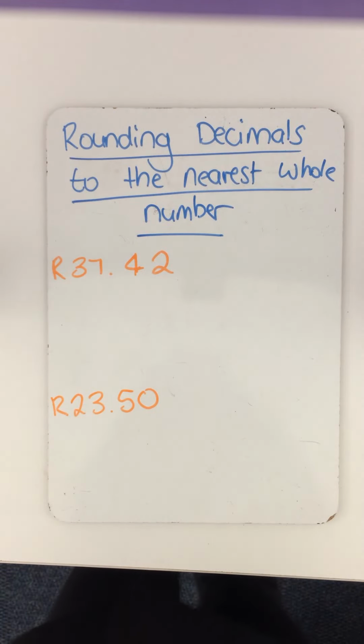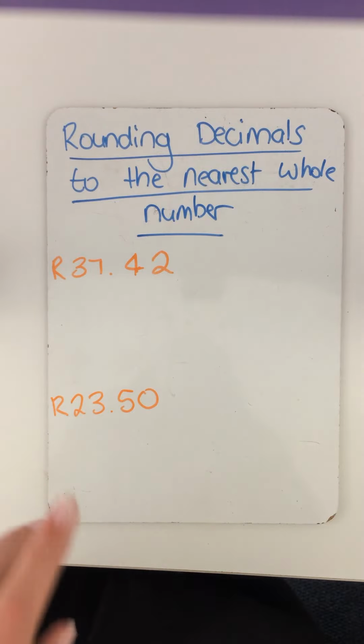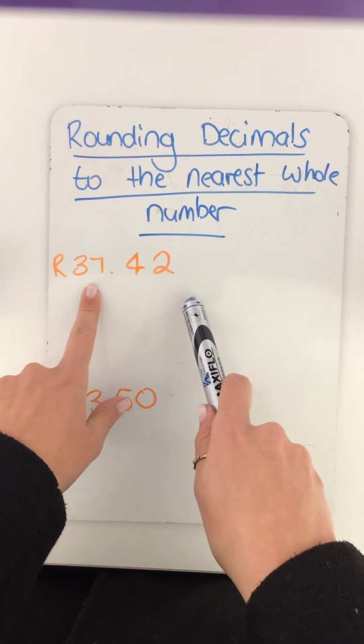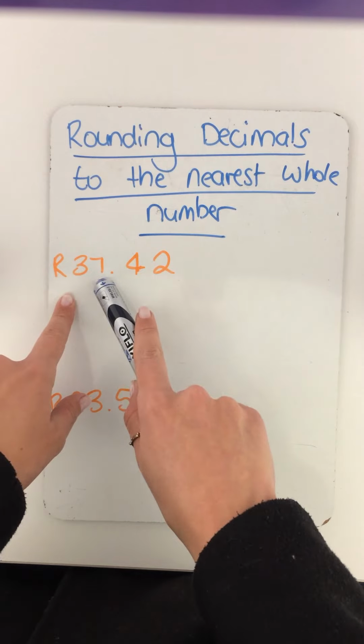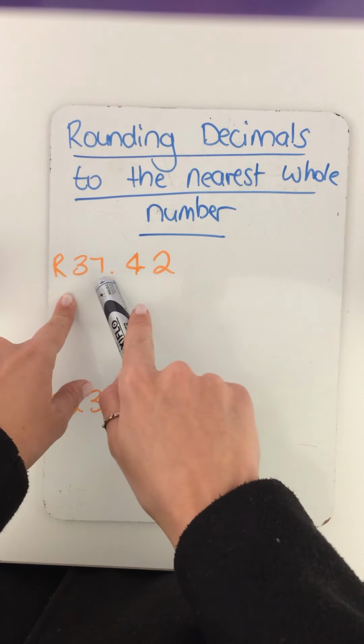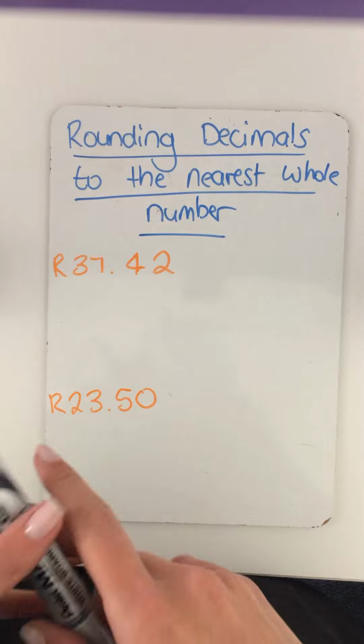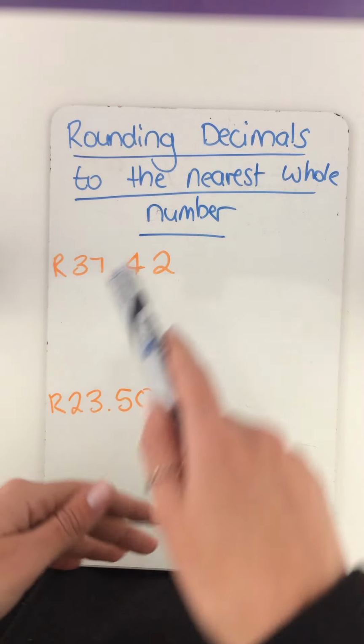We are now going to learn how to round decimals to the nearest whole number. So if you're working with money, for example, here I have 37 Rand 0.42, so it's 37 Rand and 42 cents. How do I round this off to the nearest whole number?